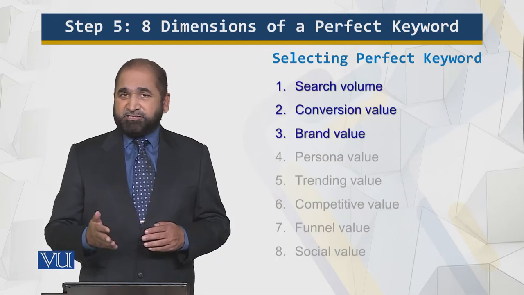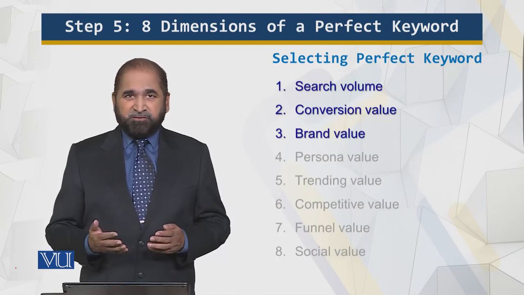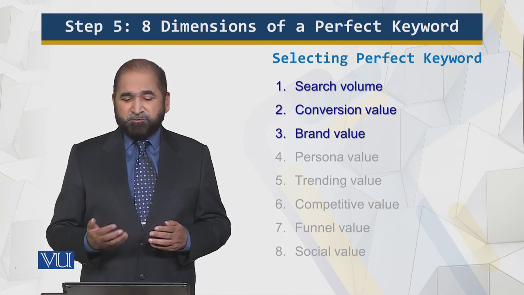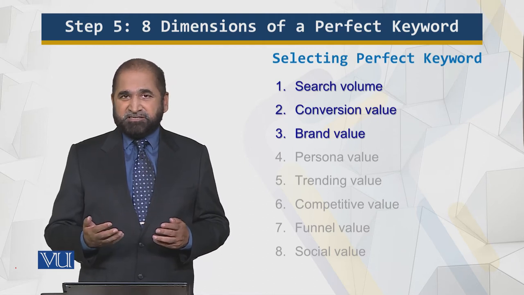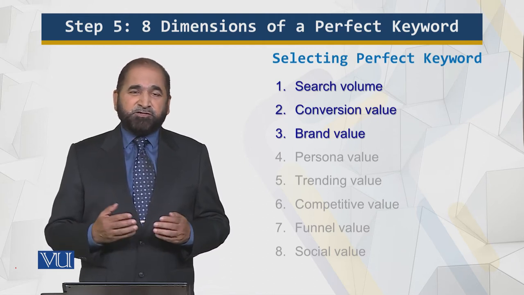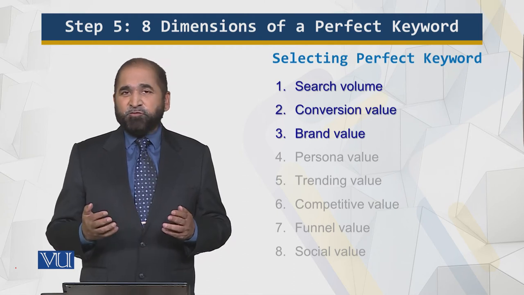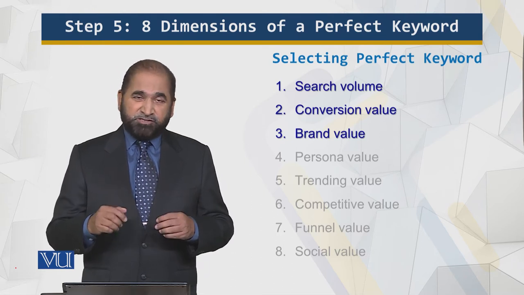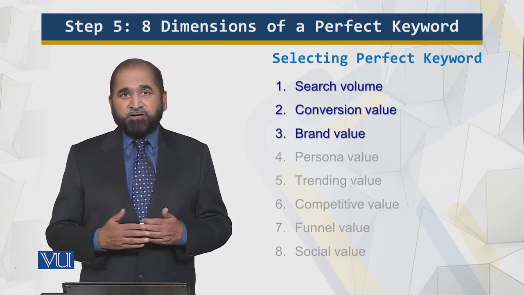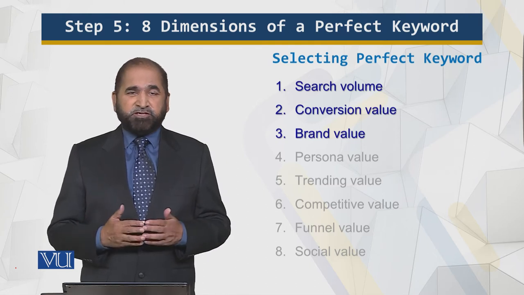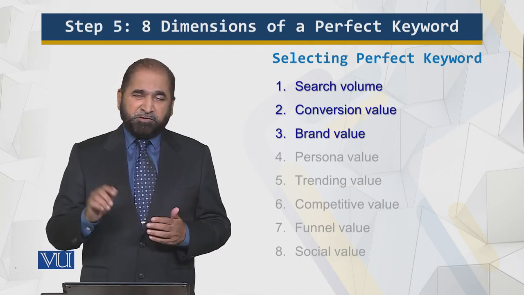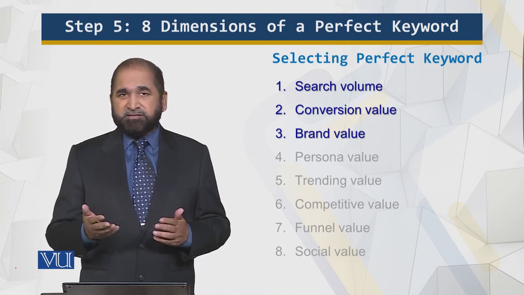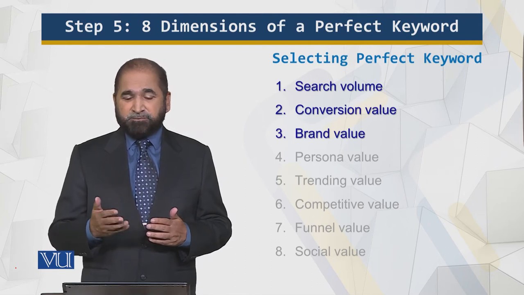So this screen shows you those 8 dimensions, and I will go through those dimensions one by one, and explain what the strength is. For example, search volume. Search volume means how many people on the internet are looking for that keyword or using that keyword in their searches. For this purpose, you can go to Google Trends and punch in the keyword and see the percentage of searches. It doesn't give the actual volume, but it gives the percentage.